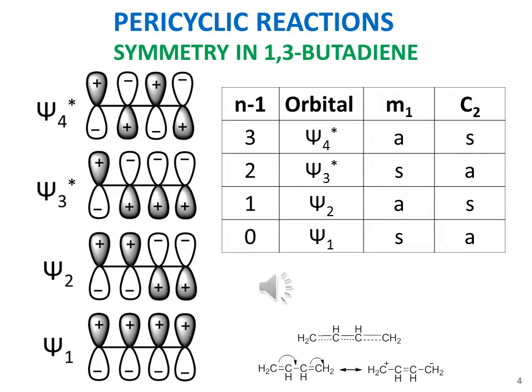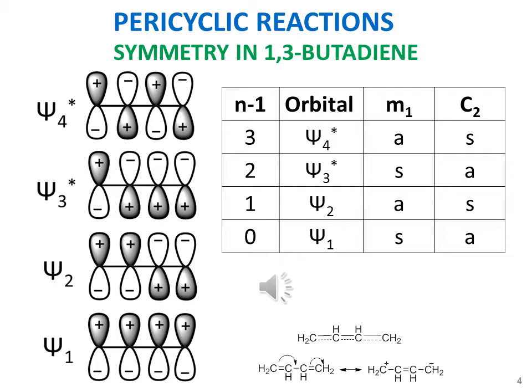How many nodes does it have? According to the general formula, here n is 3. So 3 minus 1 is equal to 2. So it has 2 nodes. The Psi3 star, the antibonding molecular orbital, has 2 nodes.